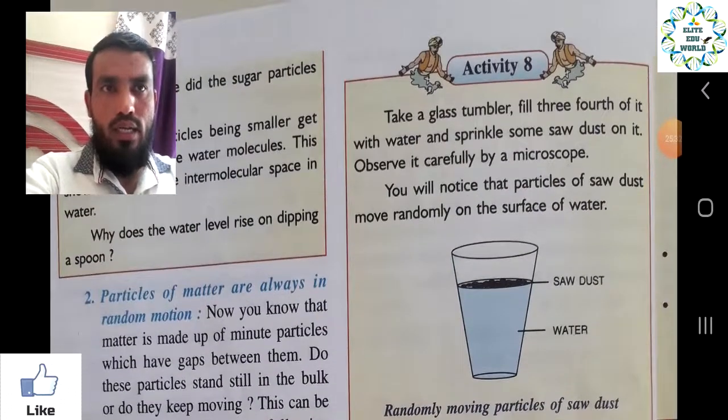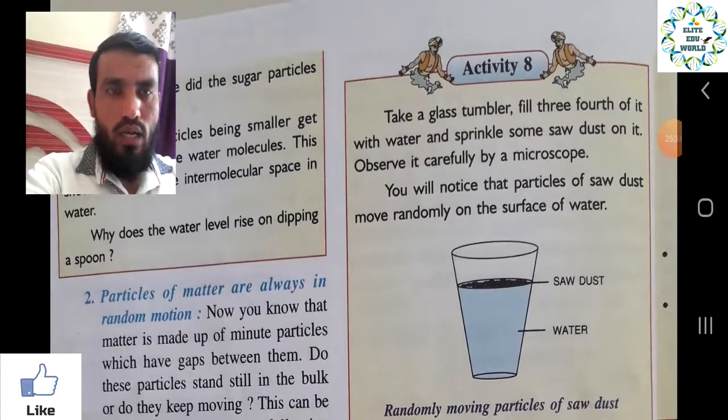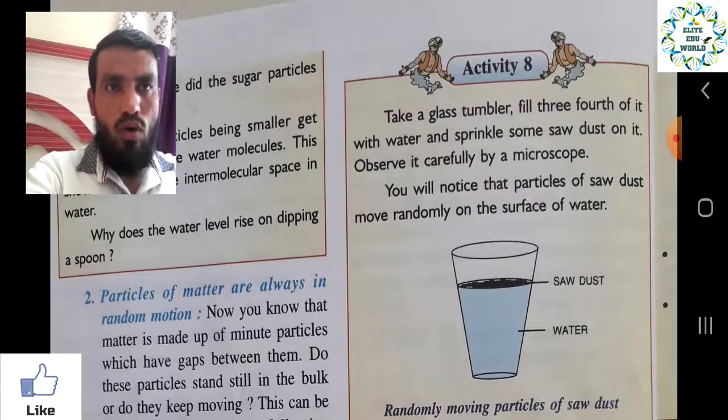For the second activity, we take a glass of water and put sawdust into it. When you sprinkle some sawdust on it, what happens? You will notice that the particles of the sawdust move randomly on the surface of the water.